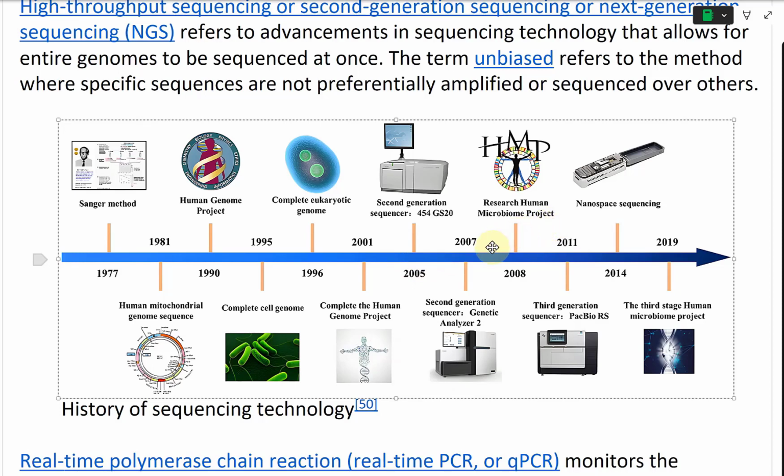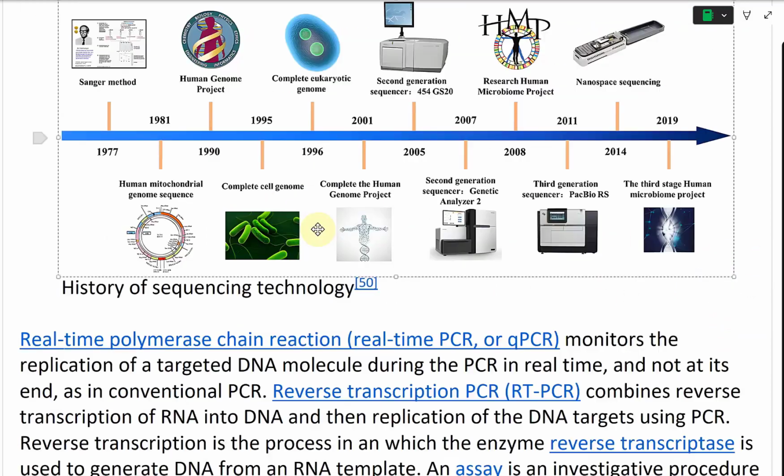And there's a research human microbiome project. There's all the microorganisms in the body. And then there's a third generation sequencer, PacBio-RS. There's nanopore sequencing. And there's a third stage human microbiome project. Again, this is getting pretty advanced stuff.